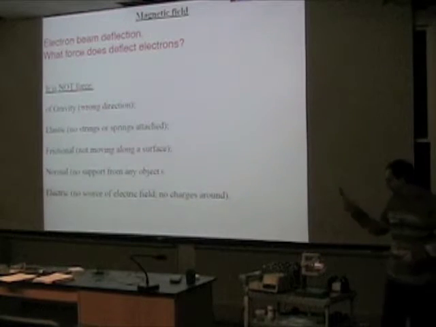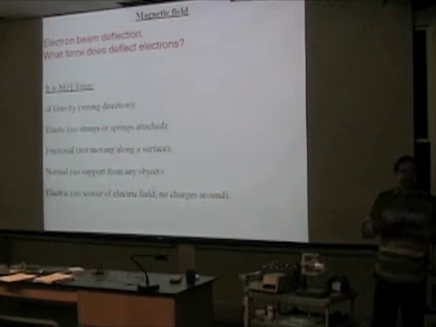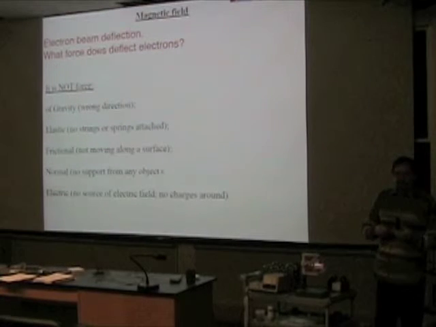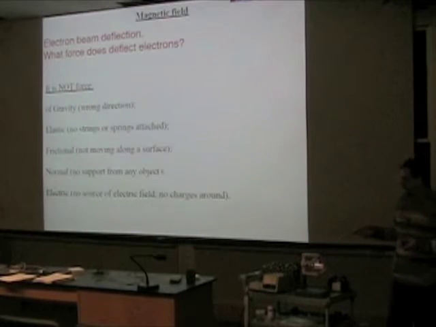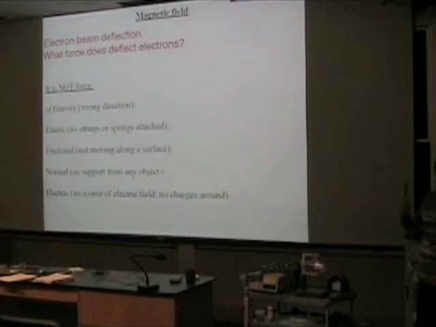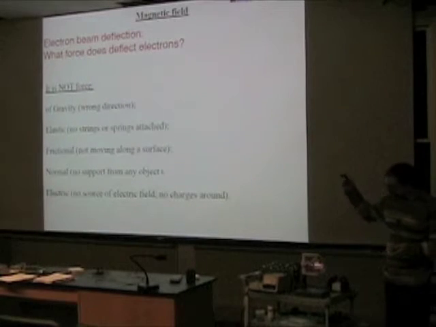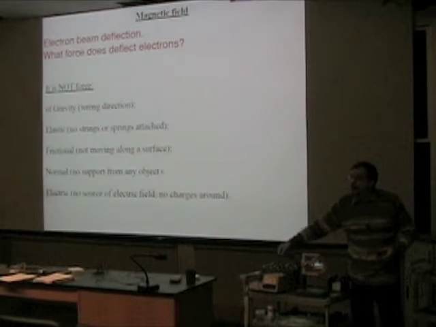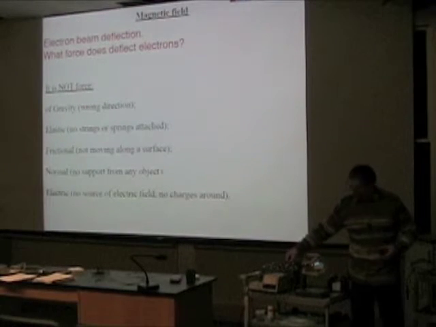You know what it is. It's a simple magnet. Every magnet has two poles. One we call north, another we call south. My question is, what's going to happen to this beam if I bring this magnet close to it? So, you can see it actually gets deflected.